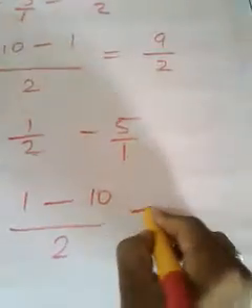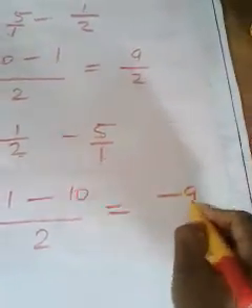So 1 minus 10 by 2. What is 1 minus 10? Minus 9 by 2. Can you say both answers? That means, can you say A minus B and B minus A came equal? Because one is 9 by 2, next is minus 9 by 2.